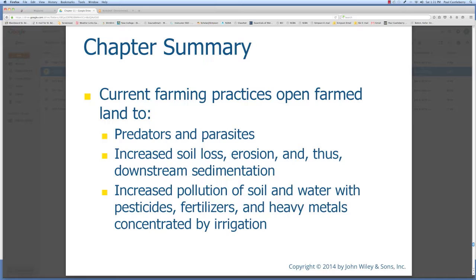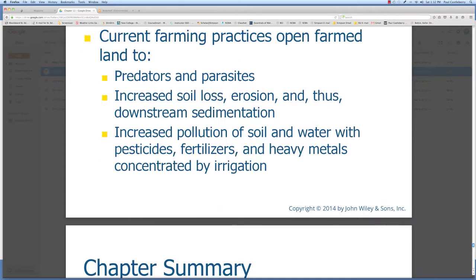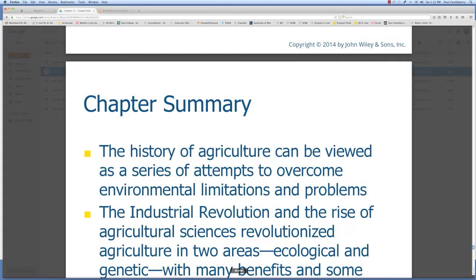Now, the current farming practices for open farmland: in a monoculture type of setup, it is easy for predators and parasites to invade. It also increases erosion and then creates downstream sedimentation. There is increased pollution of soil and water with pesticides, fertilizers, and heavy metals. Also, we saw that in the livestock area, and also in the fishing area, we would have increased contamination due to feces and dung deposited.